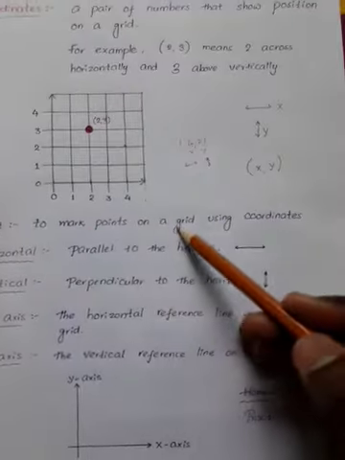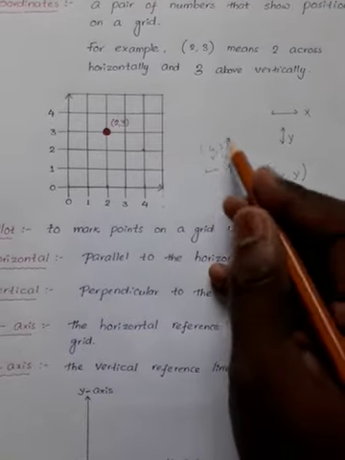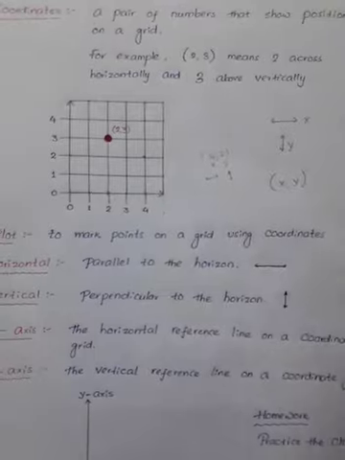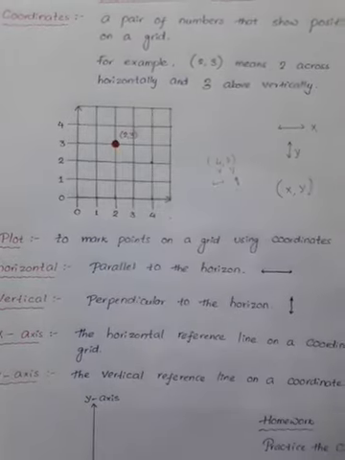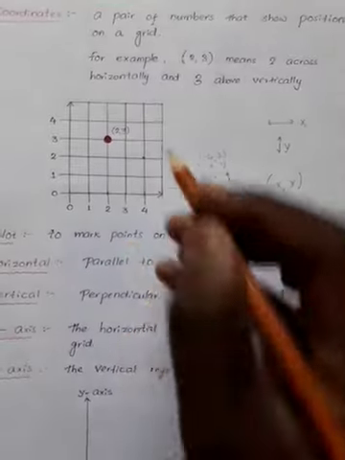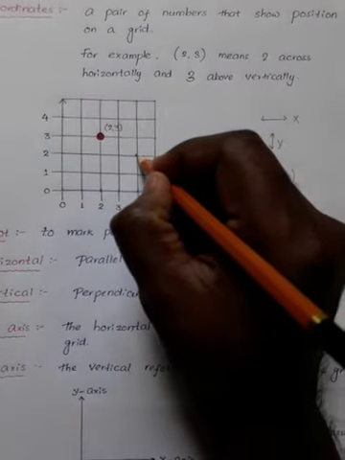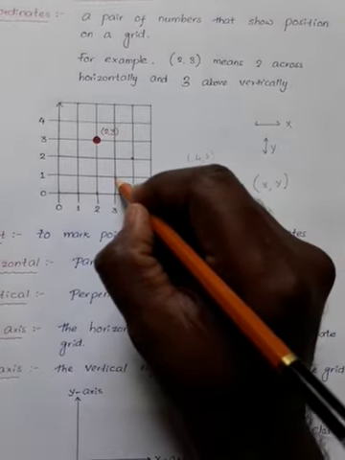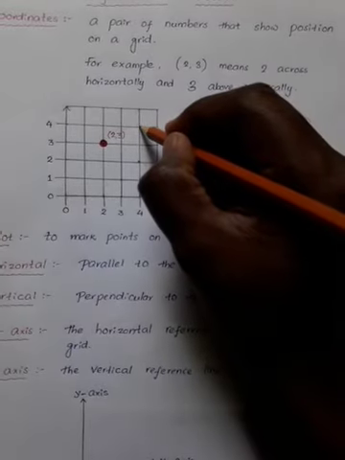Now what is meant by plot? To mark points on a grid using coordinates. That means now we are plotting (4, 2). This is (4, 2). This is called plotting, like here (2, 3). So we mark the points. Here is (4, 2). If I said this is what? (3, 1). If I ask you this one, (4, 4). This is called plotting.